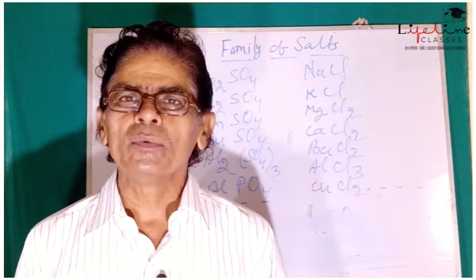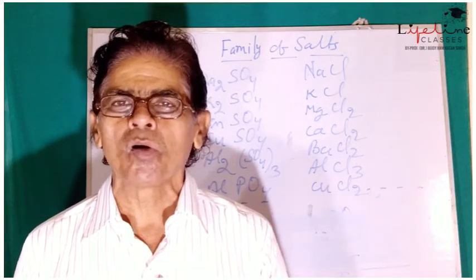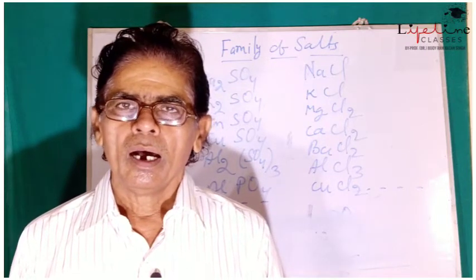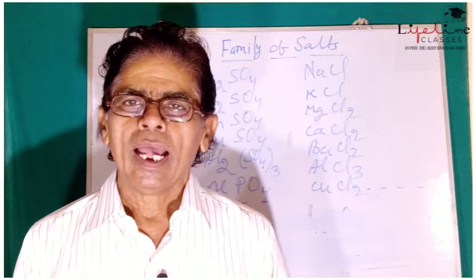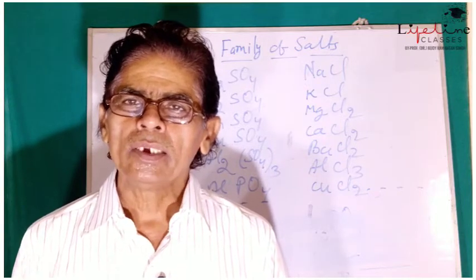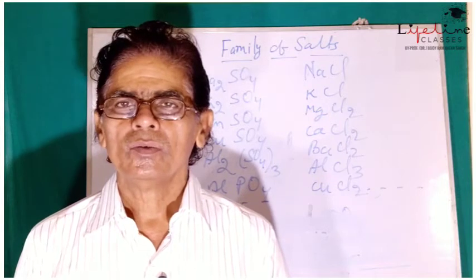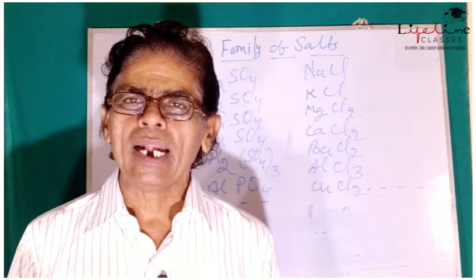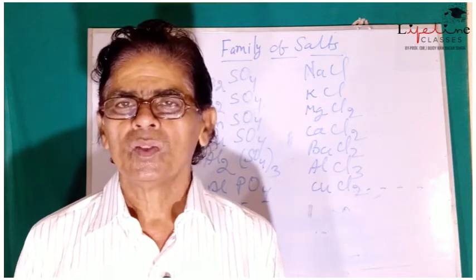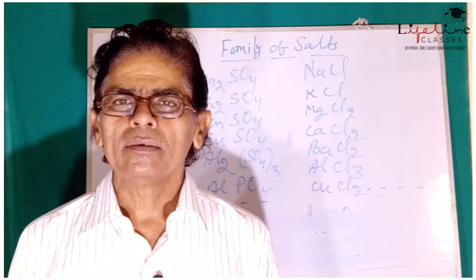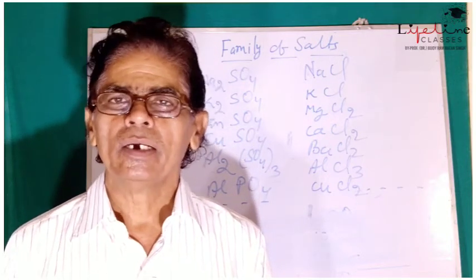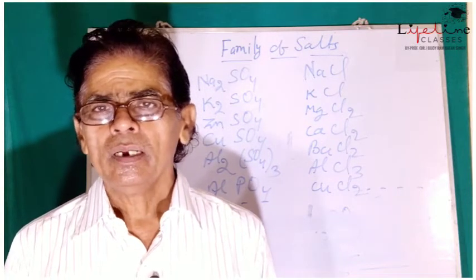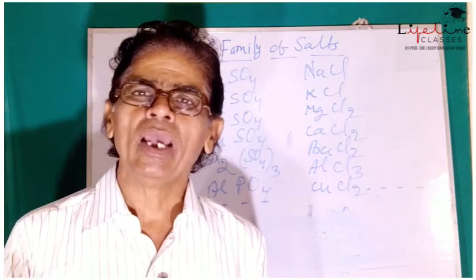So when HCl reacts with ammonium hydroxide, it forms ammonium chloride. Ammonium chloride can be understood as an acidic salt. What does it mean? When ammonium chloride is dissolved in water, we get an acidic solution. Although it is a salt solution, it gives the acidic behavior.